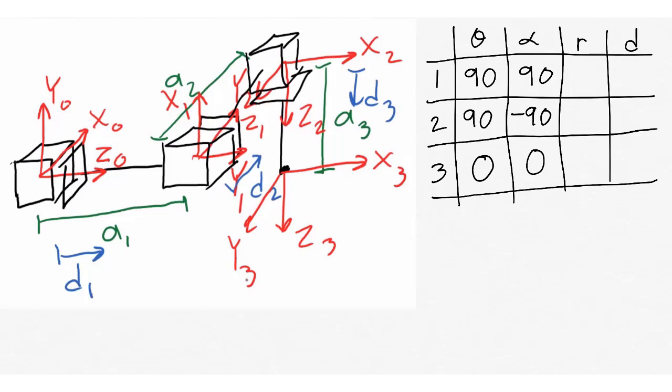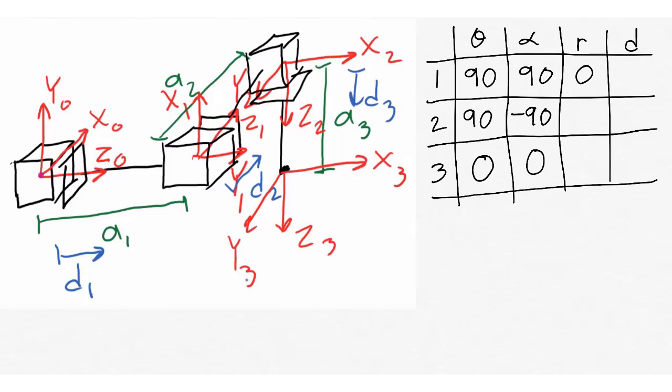Let's do the R parameter. R is defined as the distance from the center of the n-1 frame to the center of the n frame in the xn direction. The xn direction here is up. The center of 0 and the center of frame 1 are lined up in the x1 direction. So here, R is 0.